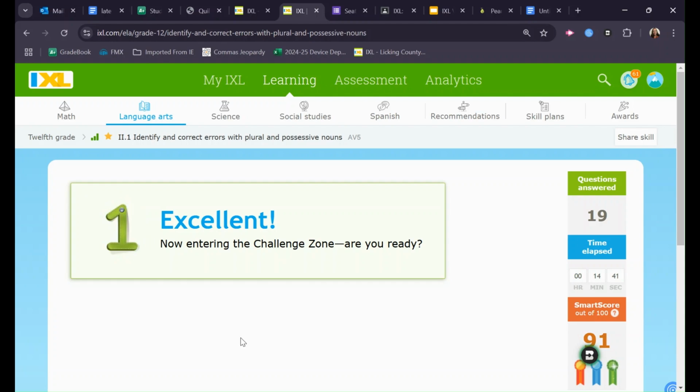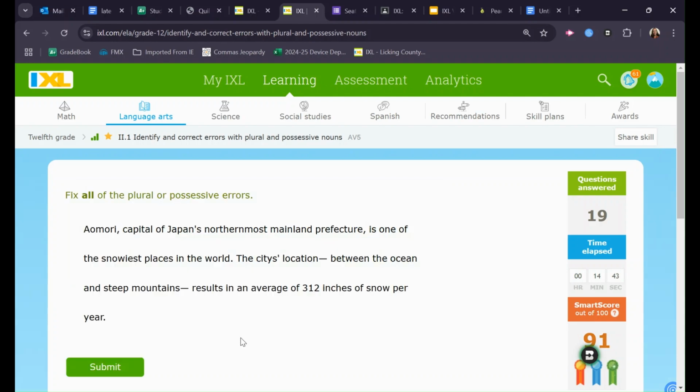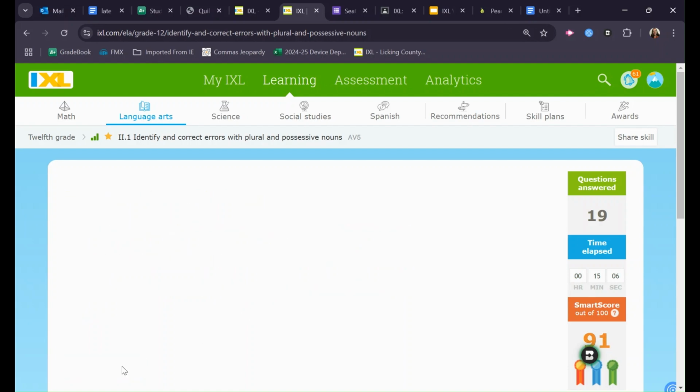Ooh, the challenge zone. I'm ready. Okay, Japan's. Looks good. Oh, cities. Now we've got an issue here. Okay, so first we say, is it plural? Yes or no? Well, we're talking one city, so that's singular. Is it possessive? Yes or no? Yeah, the city's location. So again, we're just going to do regular old apostrophe S for singular possession. Okay, not seeing anything else there. Let's submit.